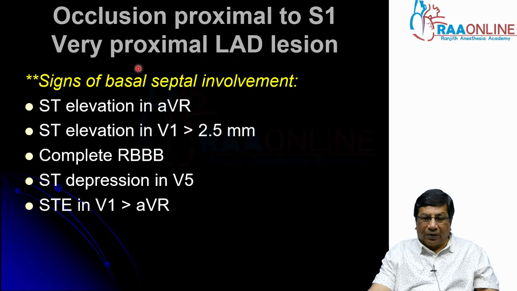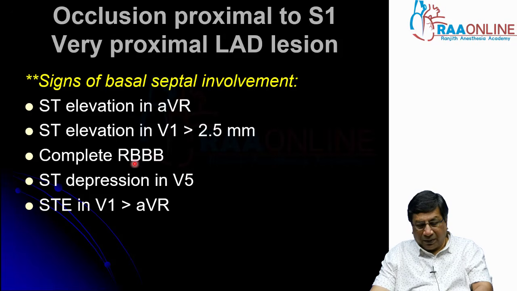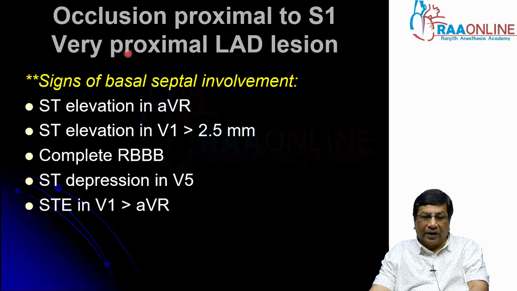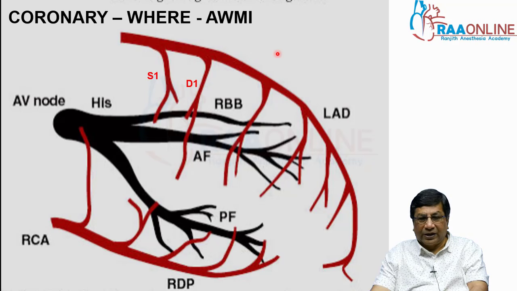So what are the changes in a very proximal LAD lesion? Signs of basal septal involvement. ST elevation in AVR. ST elevation in V1 is going to be more than 2.5 millimeter. ST elevation in V1 is going to be more than AVR. It could be a right bundle branch block. Because the injury vector is going to come towards right, away from the left side leads, ST depression in V5, V6 may be there. So these are the important ECG signs of diagnosing the most dangerous ECG of a very proximal LAD lesion.